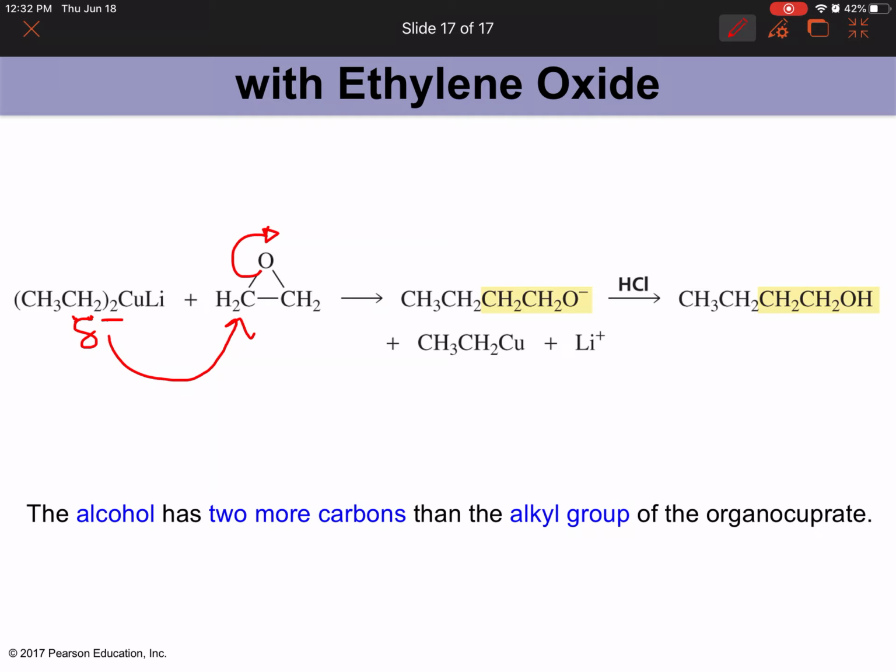So the copper is going to remain with one of the ethyl groups, and then the other group will attach to the CH2. So you're going to be making this compound right there. This is the ethyl group that came from the cuprate, and then you have CH2 minus from the epoxide, and then when you add an acid, the epoxide grabs a proton and becomes an alcohol. Okay. The alcohol has 2 more carbons than the alkyl group of the organocuprate.